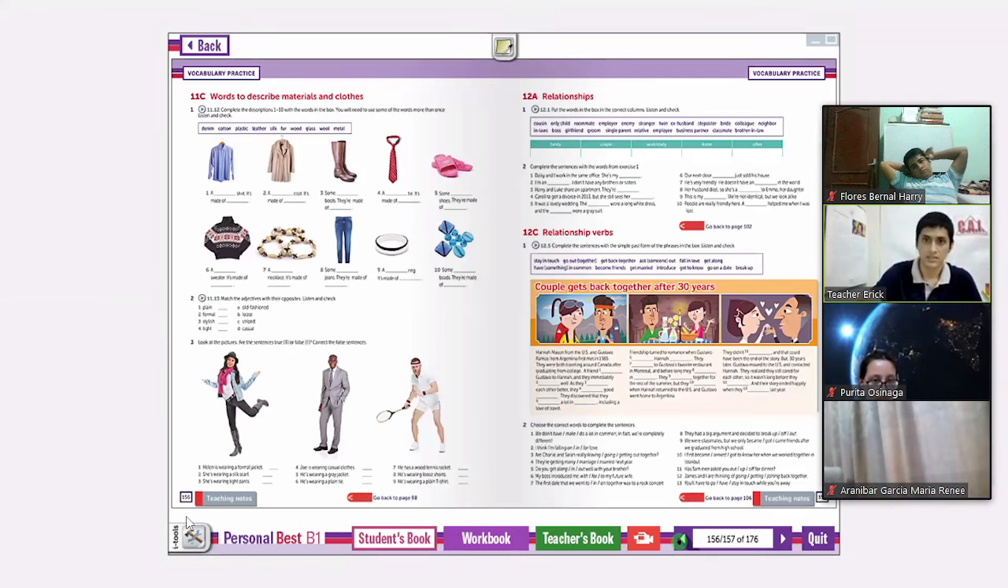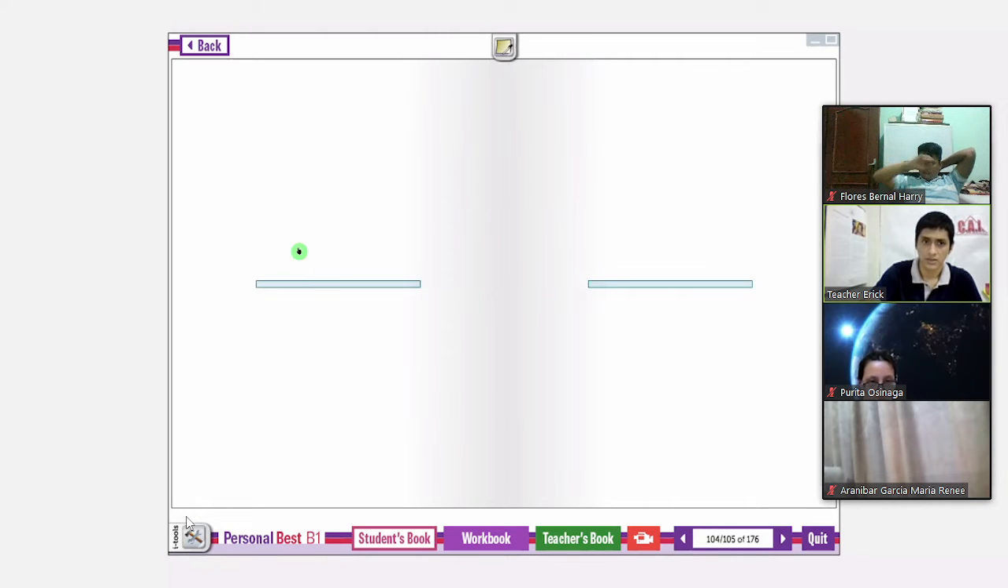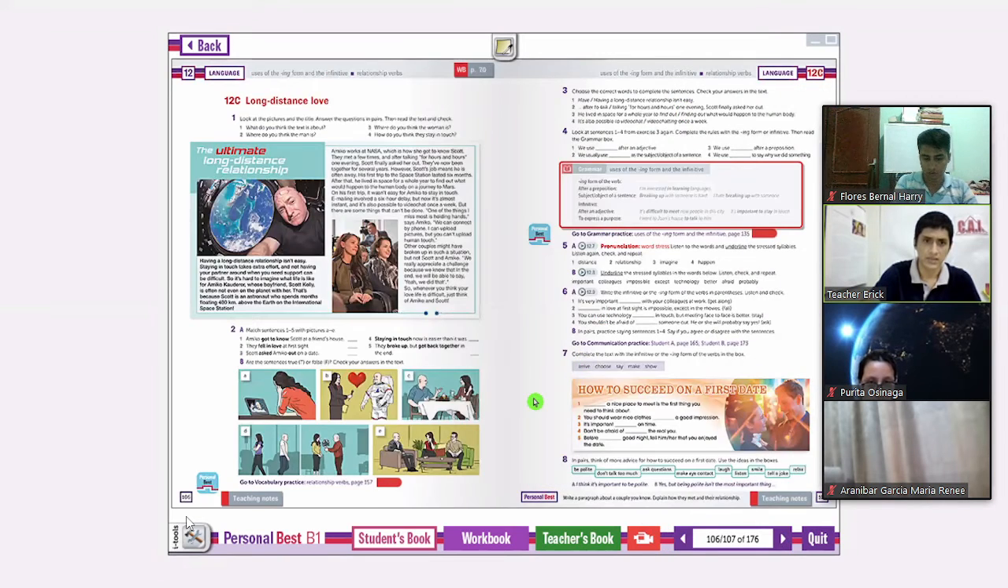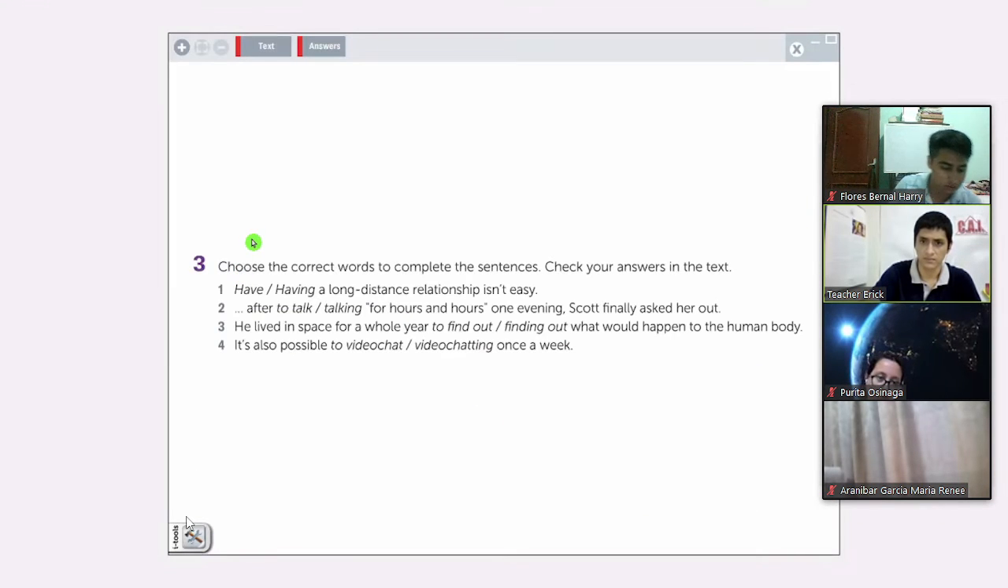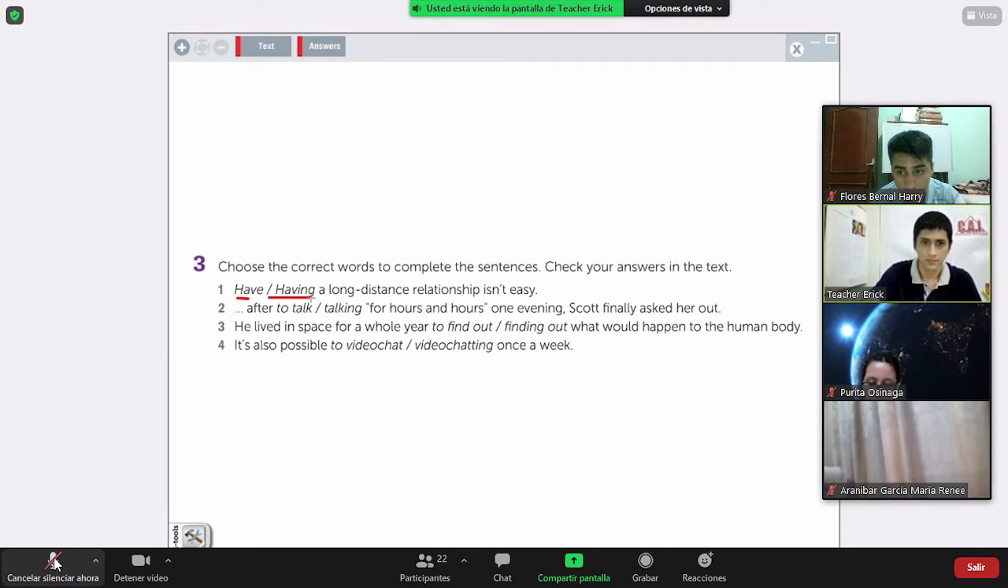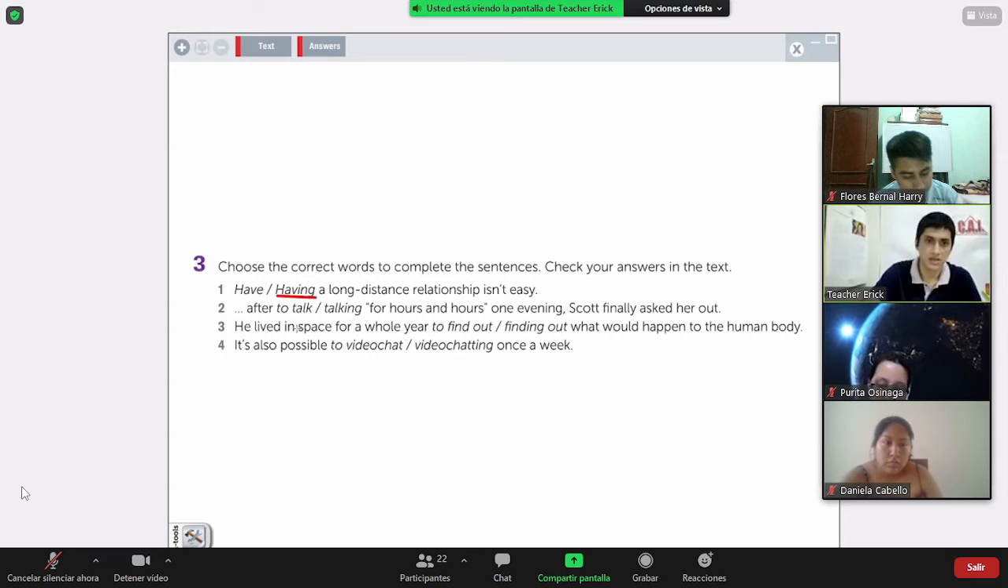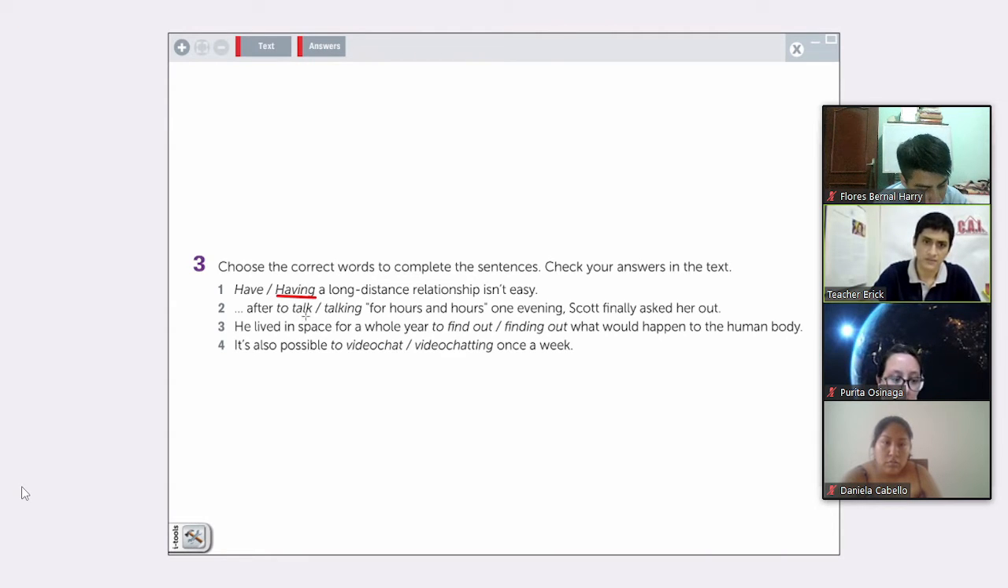Okay, so 107, please. So we're going to do exercise 3. In this case, what we have to do is choose the correct word to complete the sentences. These sentences are from the text you have read. So number 1, it says have or having a long distance relationship isn't easy. Having, right?